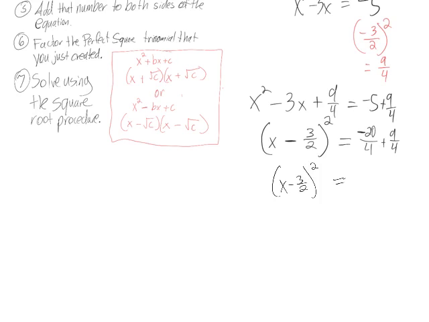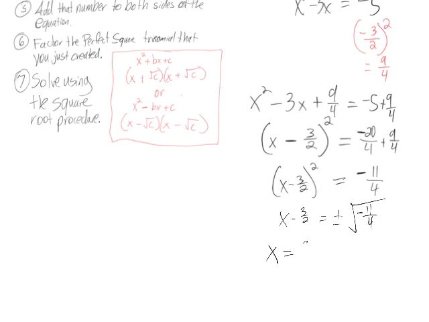So it's going to be negative 20 plus 9. That's going to give you negative 11/4. Okay. And now when we take the square root of both sides to use the square root procedure, our last step right here, we'll get x minus 3/2 is equal to plus or minus the square root of negative 11 over 4, and we can do a little bit of work on that.